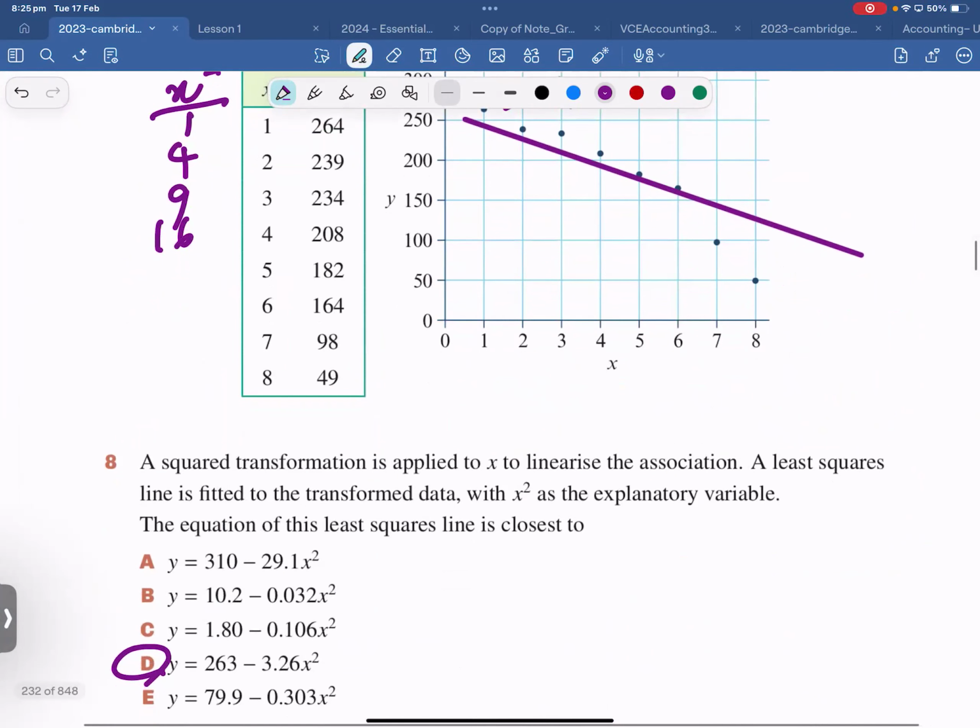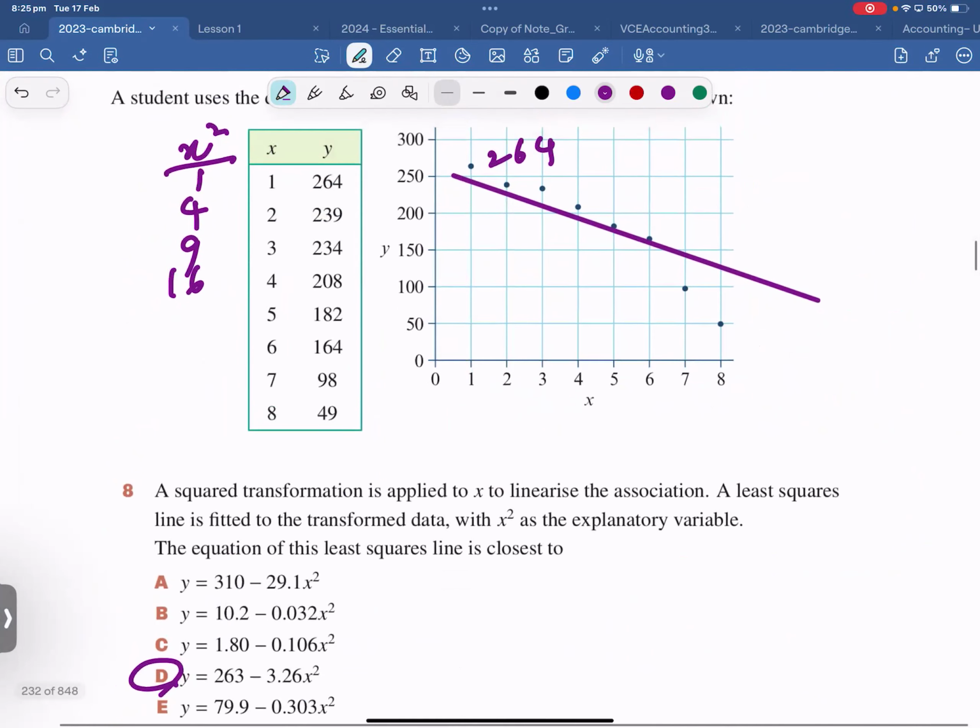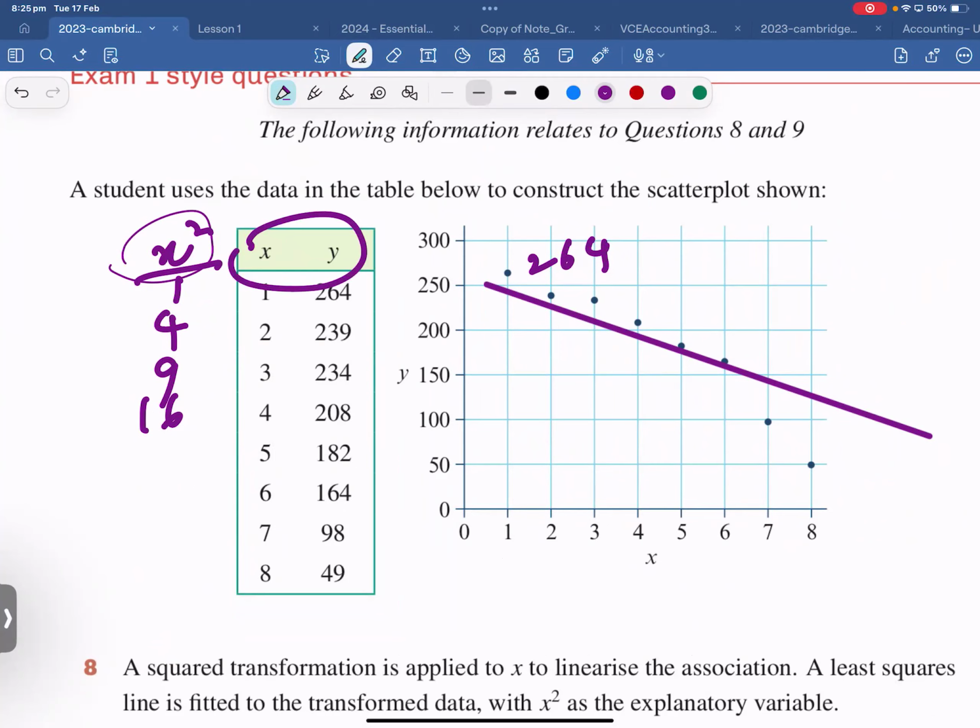If you apply the calculator, guys, 29 point. So basically, you can't do it manually. You have to use the calculator. How do you do it? Type this information, X and Y, into the data, and then get the X squared. The X squared will be calculated by the calculator, and then you'll get the equation.